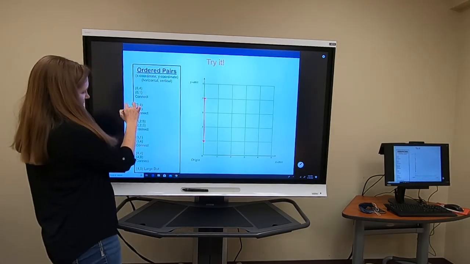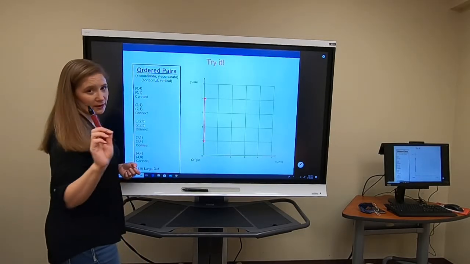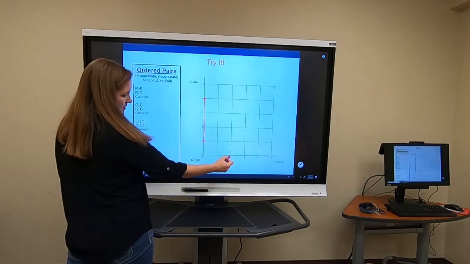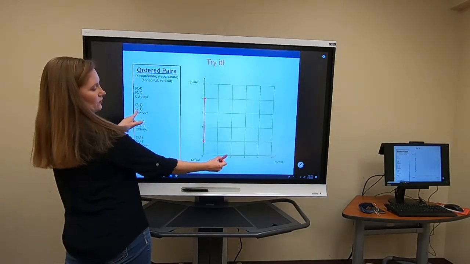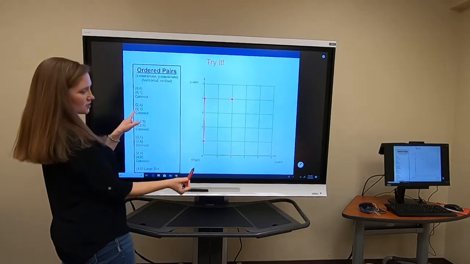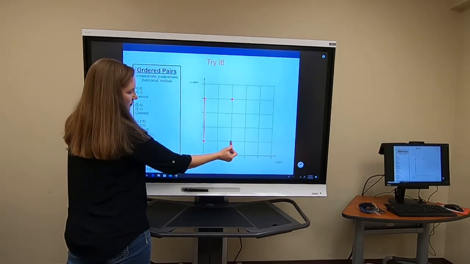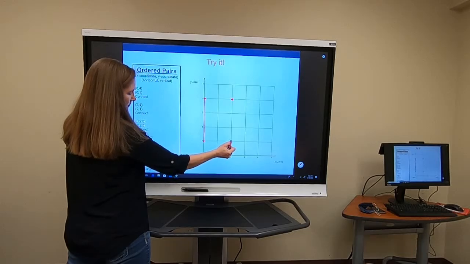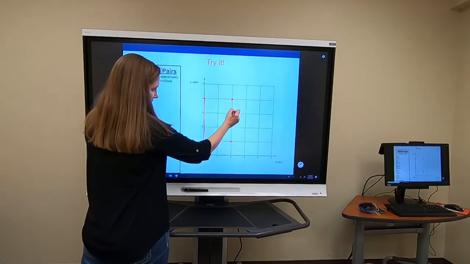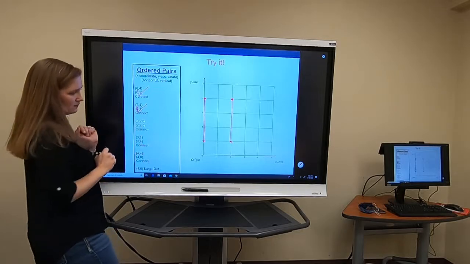Now I have 2, 4, and 2, 1. So that means that I start at the origin, because I always start at the origin, and I move horizontally 2. And the first one is 2, 4, so I move vertically 4. Then 2, 1, so I move horizontally 2, vertically 1. And then it says connect. So what do I do? I connect those two. So I've done this, and I've done this.